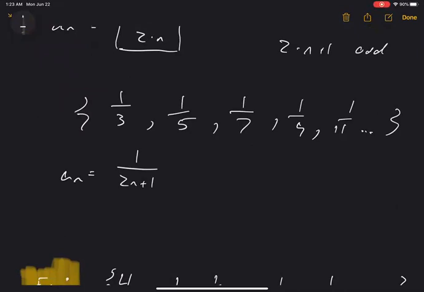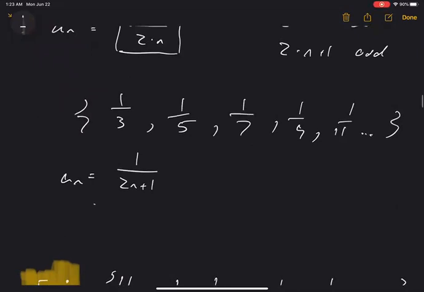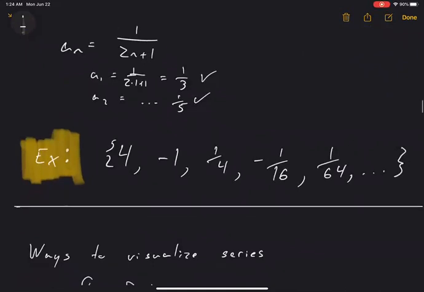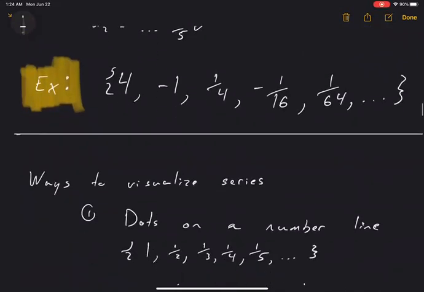And then I just double check. Okay, so I plug in 1, and what do I get? I plug 1 into this, I get 1 over 2 times 1 plus 1, which is 1 over 3. Plug in 2, I get 1 over 5, and so on. So it's checking out. Let's move on to this slightly more complicated example.